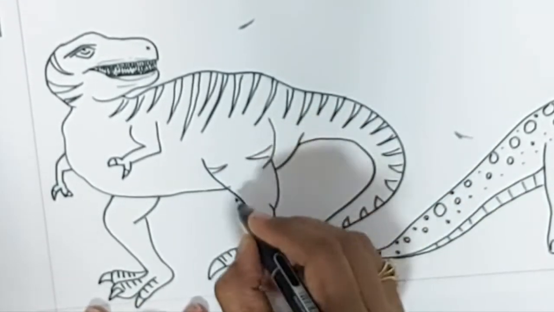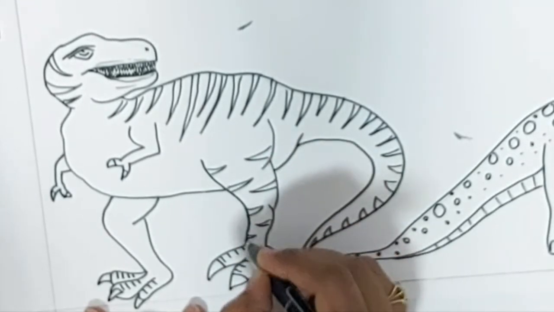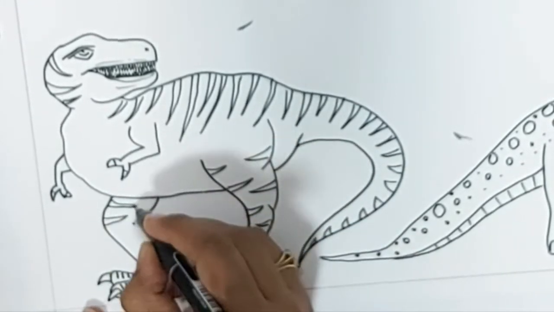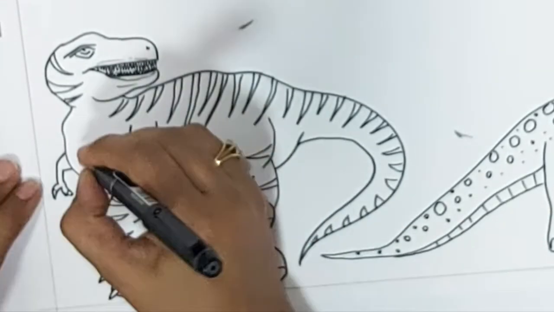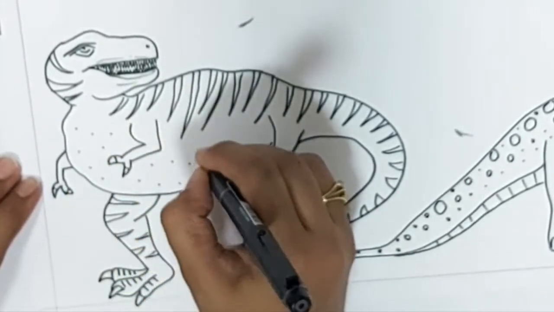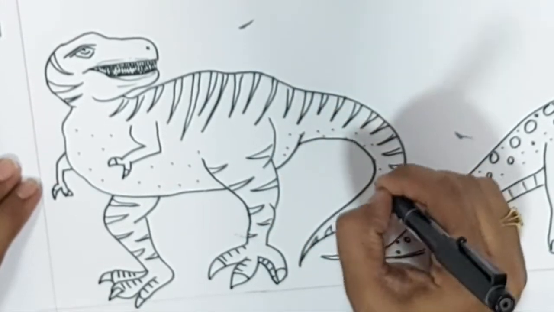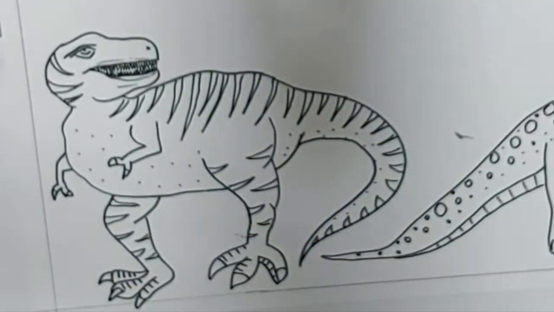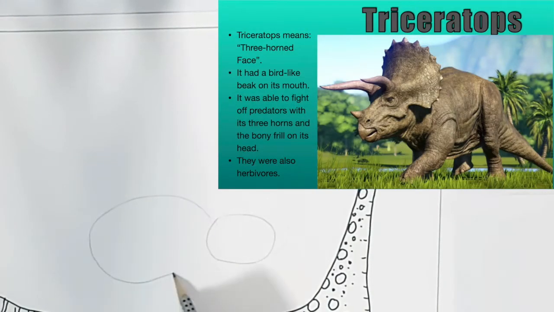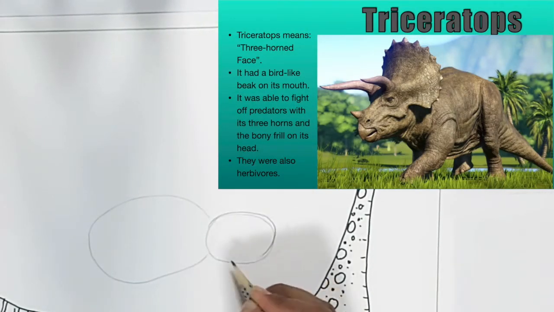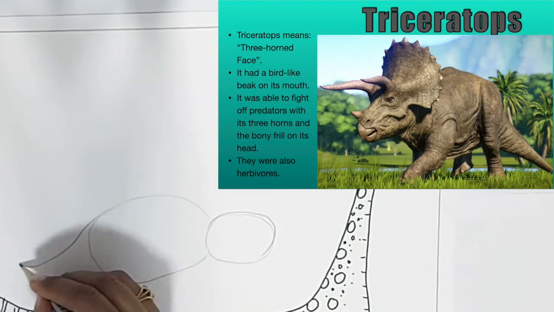Just make sure they are pointy. So dinosaurs were there on Earth around millions of years ago. That time was called the Mesozoic era, or we can call it the age of dinosaurs. So we are done with T-Rex, guys. That's it. Now the next one we are moving to is Triceratops.